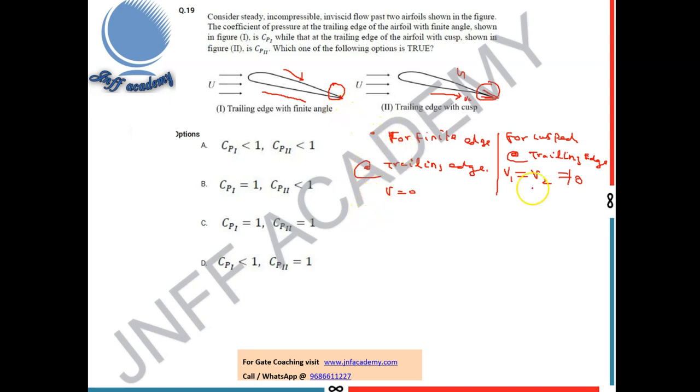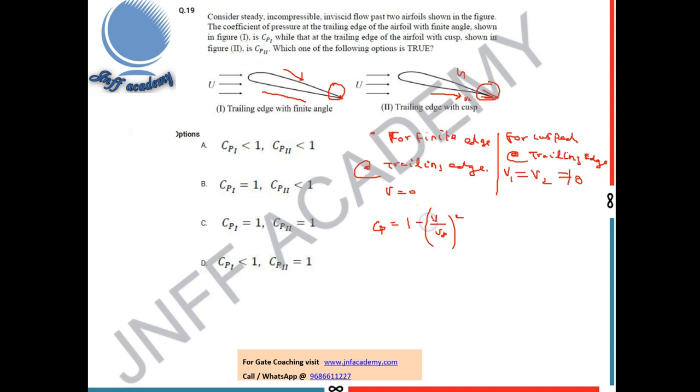So now coming to the Cp, because the question was asked: what is the value of Cp at the trailing edge in both the different cases of the aerofoil. When you take the finite edge, Cp is equal to what? The formula is 1 minus (V by V infinity) the whole squared.